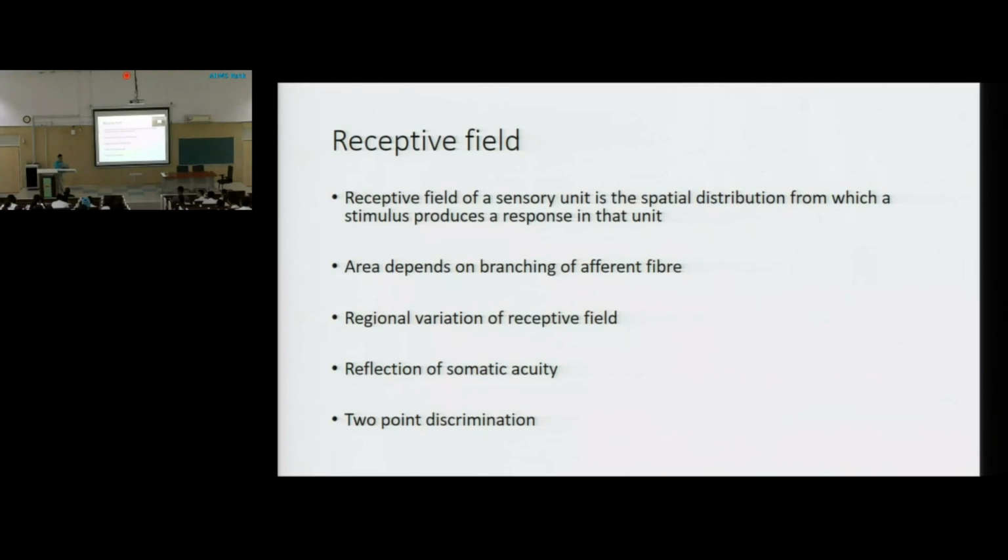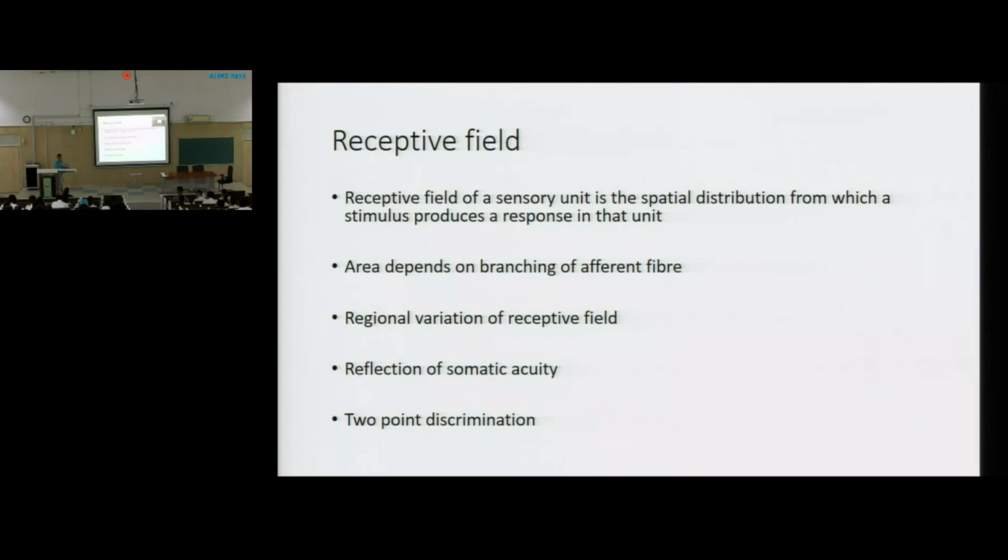It will also be dependent on the regional variation of your skin. These receptive fields will be different in the different areas of the skin. Later on we will see, for example, 2-point discrimination. 2-point discrimination is not similar at every area of the skin. Different areas in the skin have different acuity of 2-point discrimination because they have a different number of branchings of the afferent nerve fiber, and they have a different number of receptors.